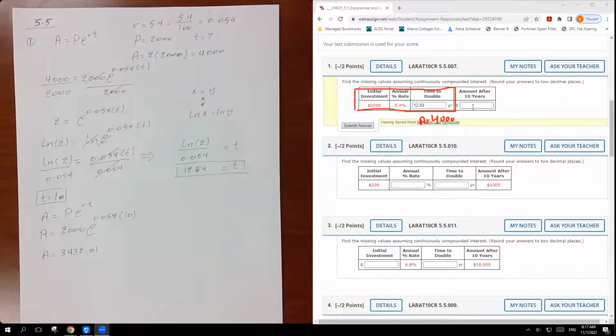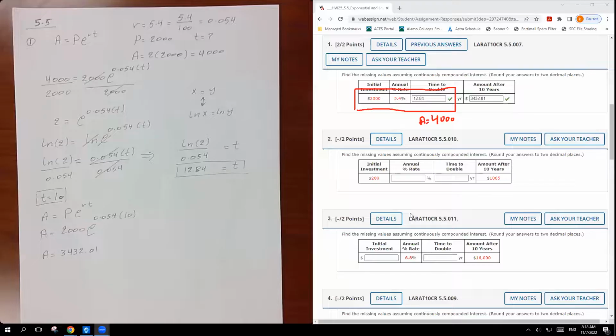So we're going to type here 3,432.01. Here we go, we got it right. So again, be careful, it's 2 parts. Every table here, it's 2 parts. You have to think how to find the first variable here, and then think about how to find the second one. So it's really important to focus on these examples.